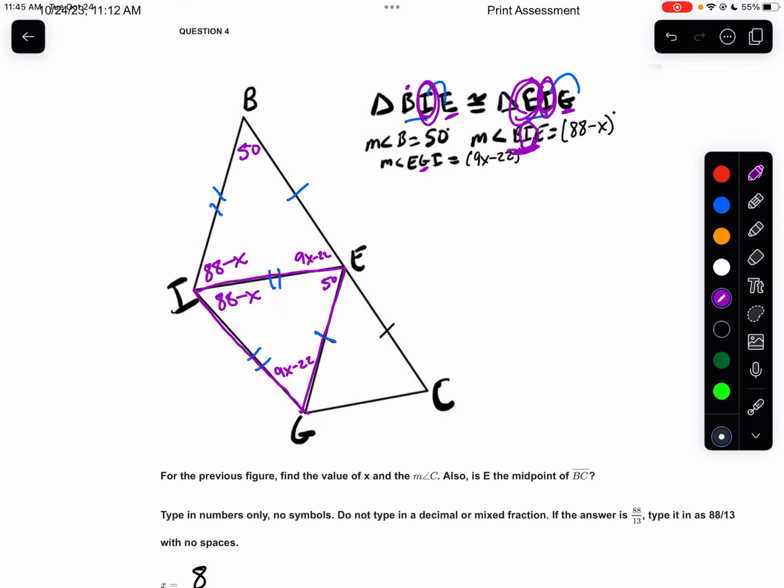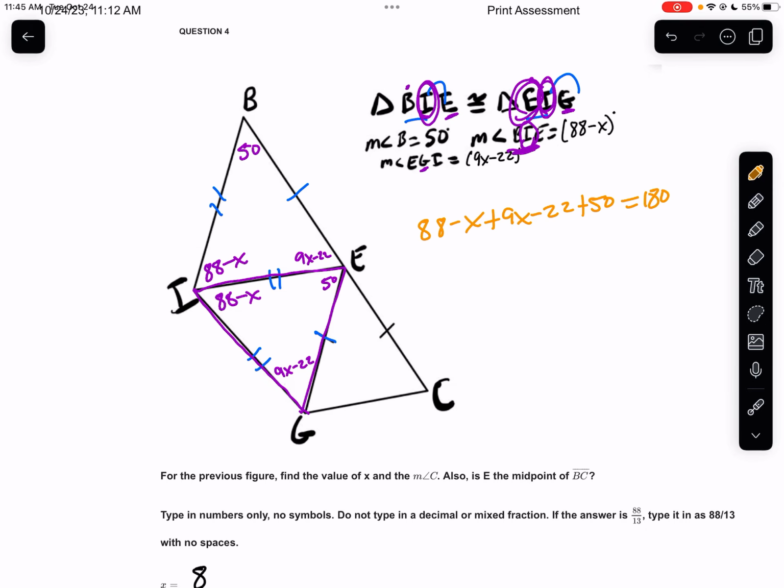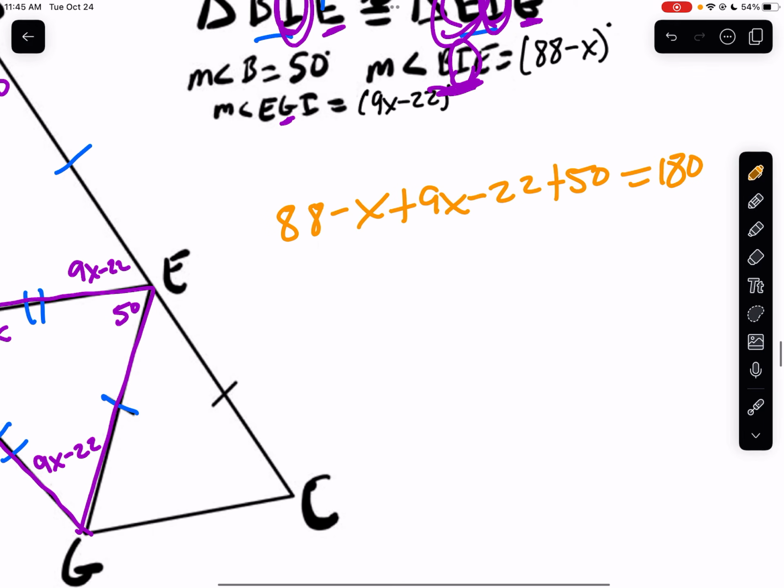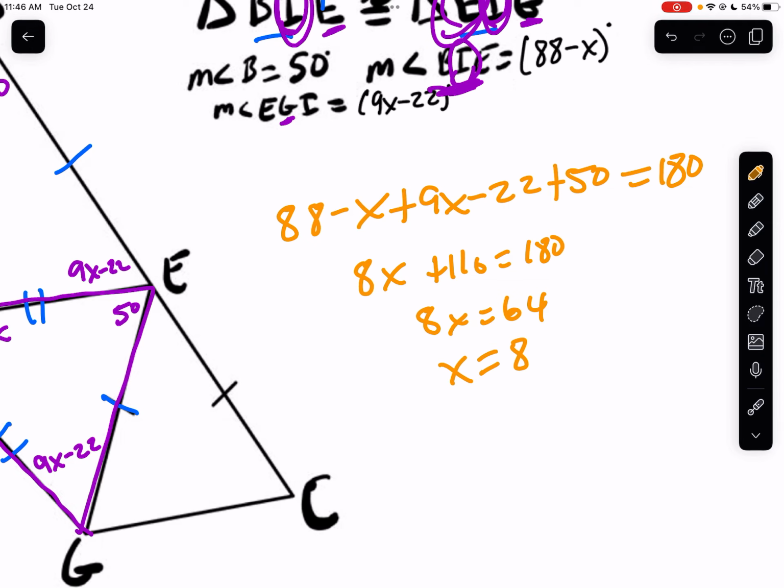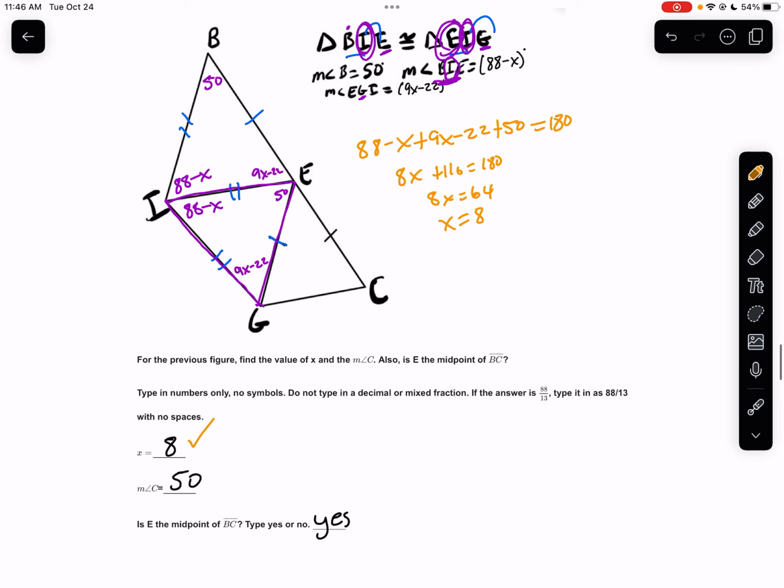So what do we know about the three angles? There are a few things we can tell, but the more obvious one that most people would see is that 88 minus x plus 9x minus 22 plus 50, those three angles have to add up to a full triangle, 180 degrees. So 9x minus x would be 8x. We have 88 minus 22 would be 66, plus 50 is 116. So 8x equals 64, x would equal 8. That's actually the first answer there, x equals 8.